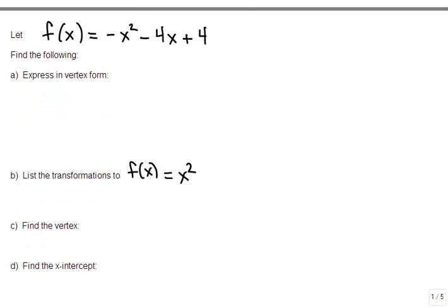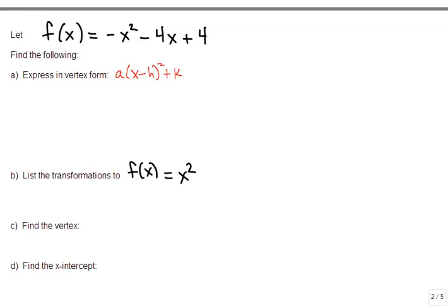So let's take the function negative x squared minus 4x plus 4. The first thing I want to do is take this quadratic, which is right now in general form, ax squared plus bx plus c, and convert it into vertex form. Remember, vertex form is a(x minus h) squared plus k. It's what we call a factored form.